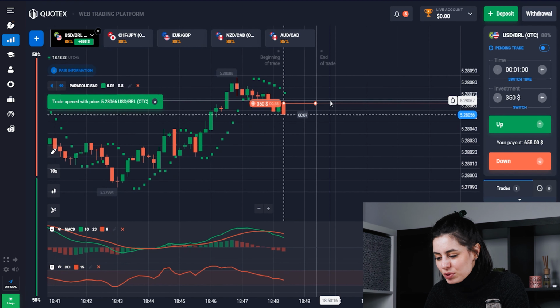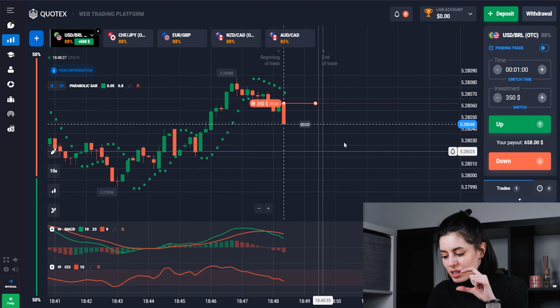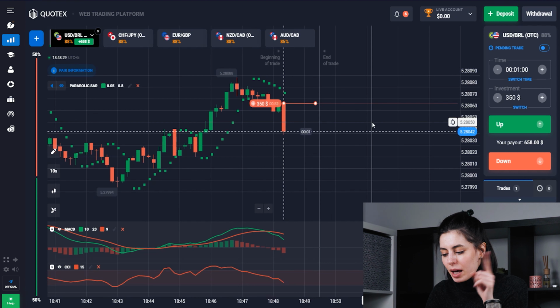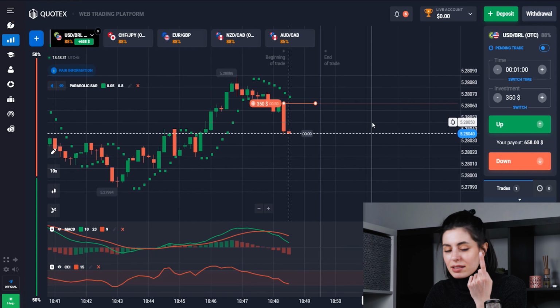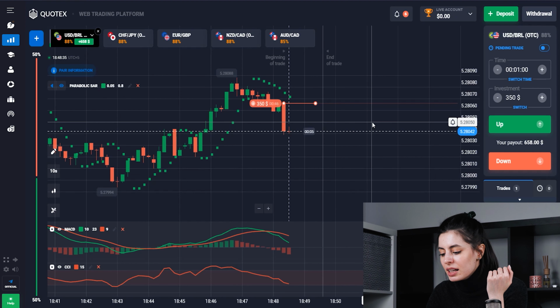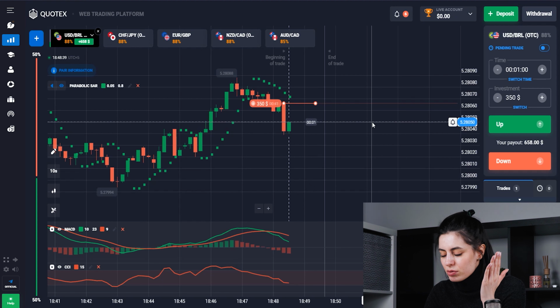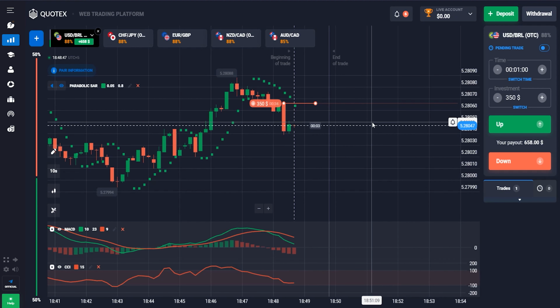We are getting downward. Look at the parabolic SAR, downward, CCI downward, and we still have some space till the bottom line. MACD downward with the green line, the line that we are looking for, and down with the candles even below zero. So stable, I would say.